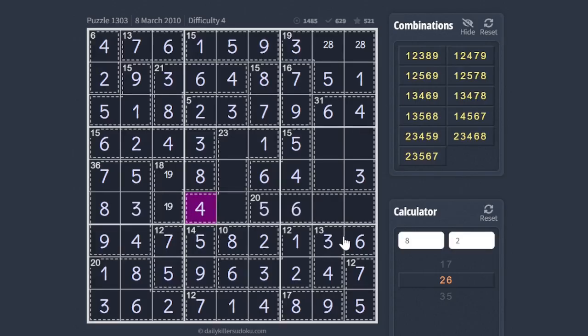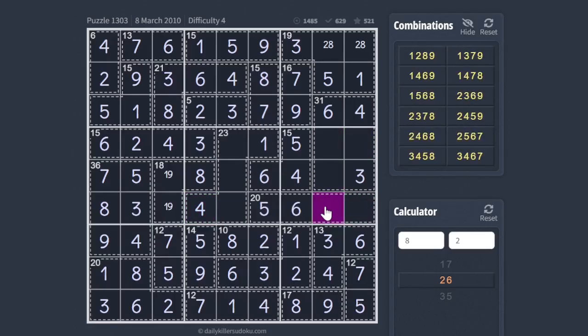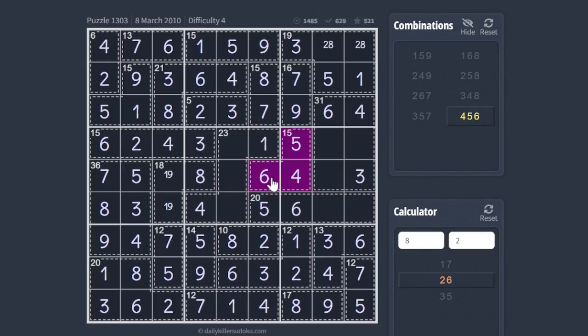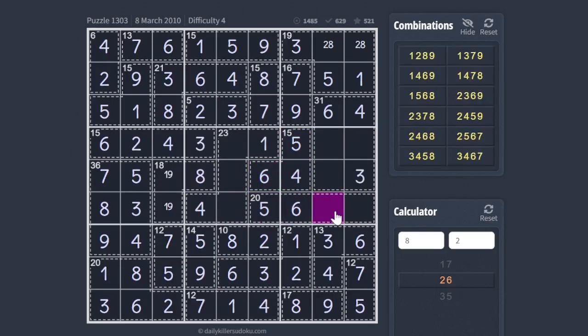Okay. So, box 1 is complete. Box 7 is complete. Box 6 needs some work. The 15 cages resolved. The 20 cage. Let's finish that one off. So this is an 11, so this is a 9. We've got the, here we go.